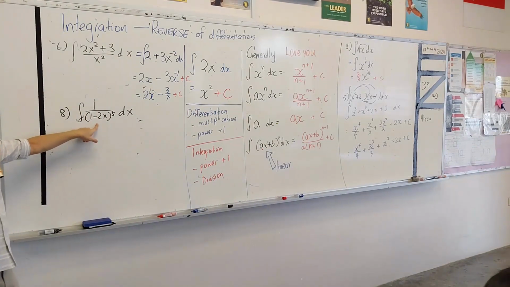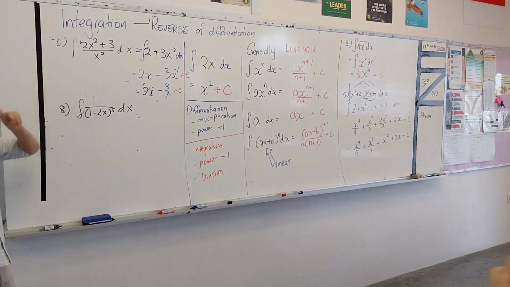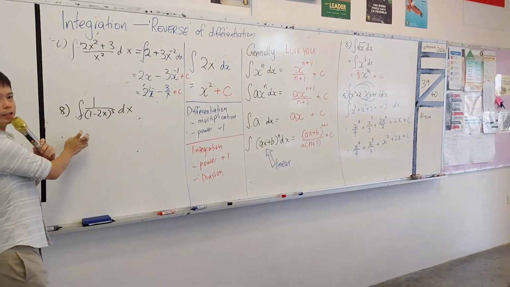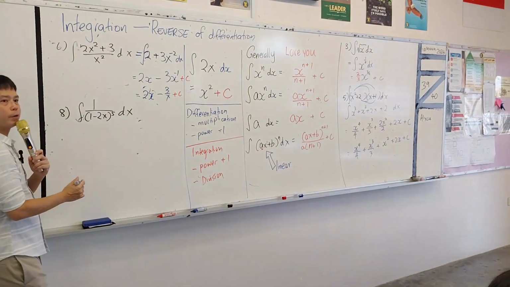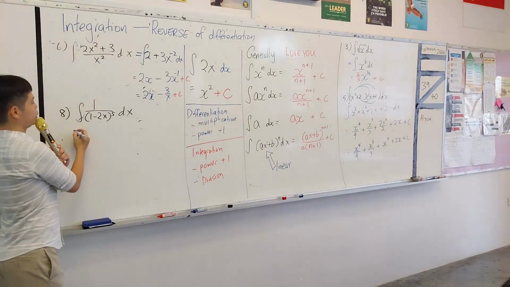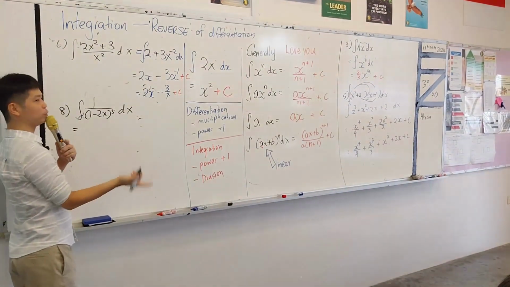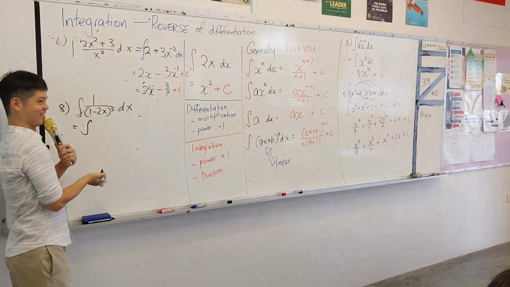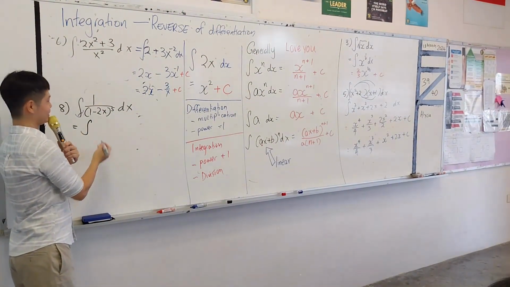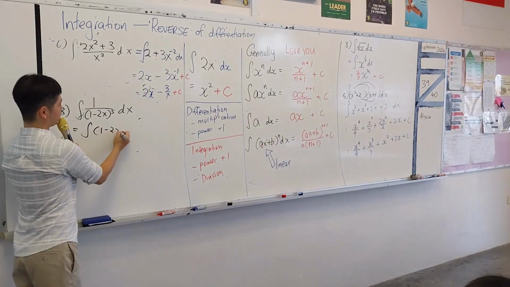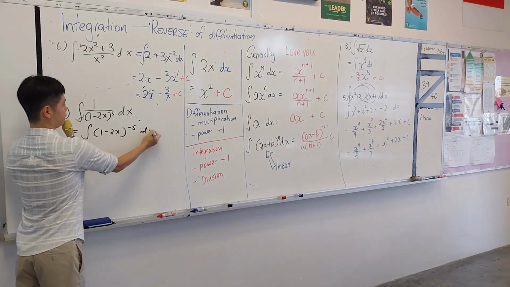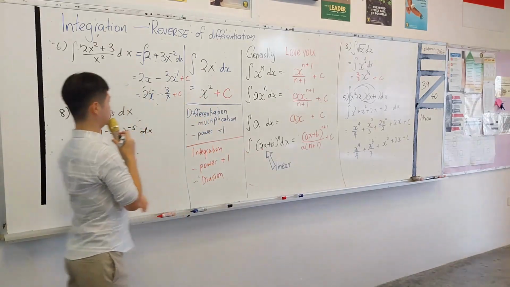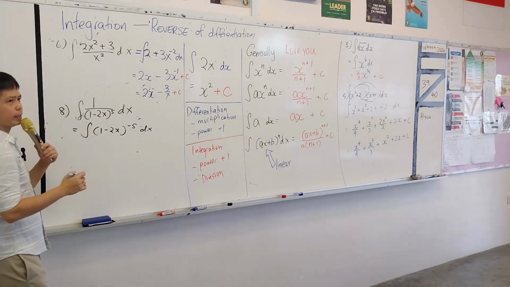Inside is a linear form, right? Look at the bracket. The bracket inside is linear, so yes, we can integrate. Okay? How do we integrate this? Last example already? Change, yeah, correct. I want to hear the word change. Change to what? Change what? Bracket 1 minus 2x to the power of -5 dx, and we are now doing this last example here. Okay, let's try.